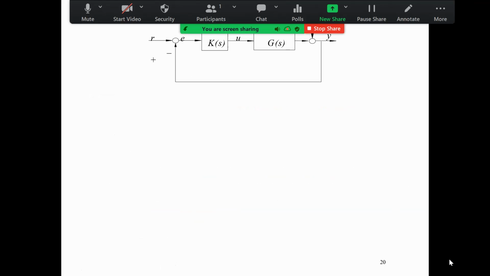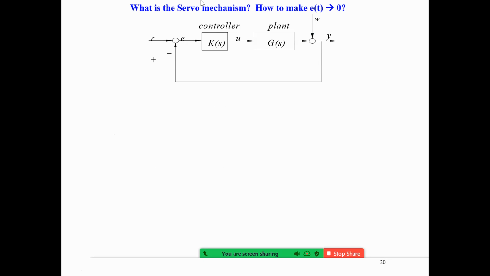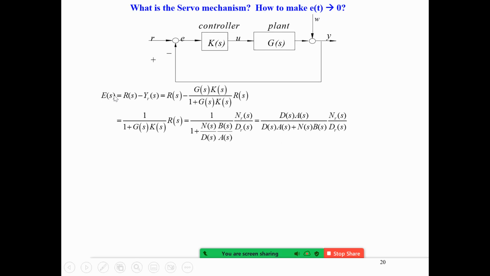Then the next one is the servo mechanism. So we need to understand how we can make the error signal go to 0. To do that, we just need to get the solution in the S domain by Laplace transform. We get the solution of the error signal. It's just the reference signal minus the output. So we plug it in, then we get this form, the final solution.